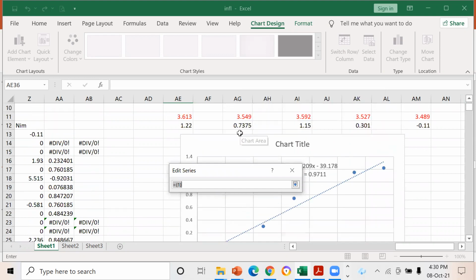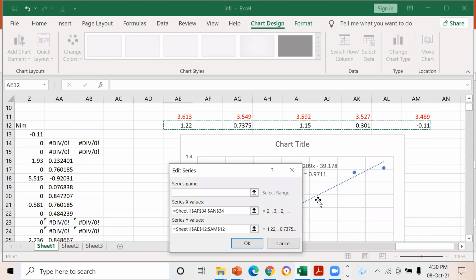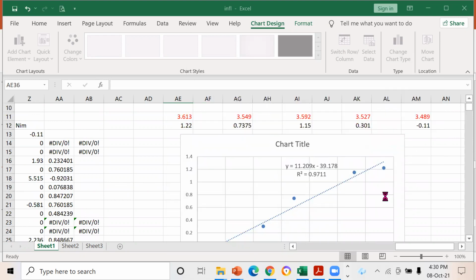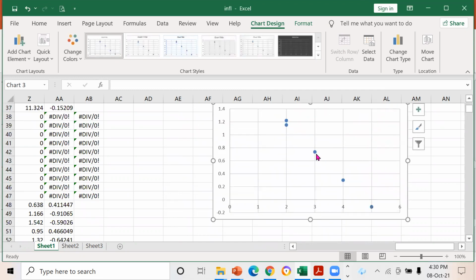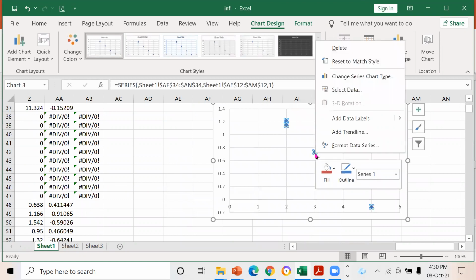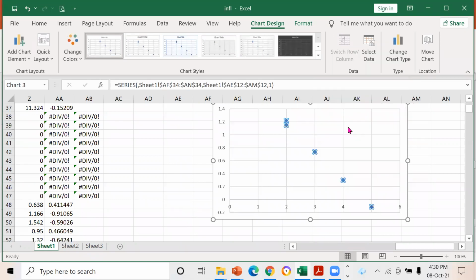So X is that descriptor and Y is my activity. This is the activity. Okay, so in this particular case, it's going down actually. As the descriptor increases, activity goes down. So I should have less of that. Add trend line.